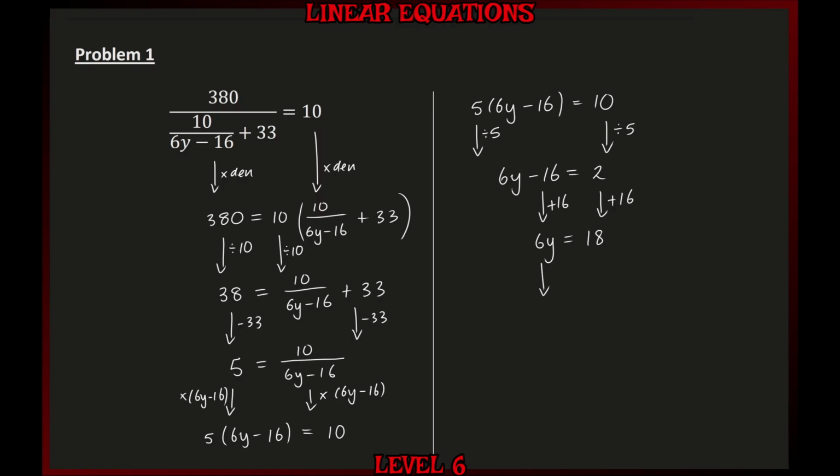Finally, we'd like to remove the times 6 from in front of the y, and we can do this by dividing both sides of the equation by 6. And on the left, the times 6 and the divide by 6 cancel out to leave y, and on the right, 18 divided by 6 is 3. So our final answer to problem 1 is y is equal to 3.